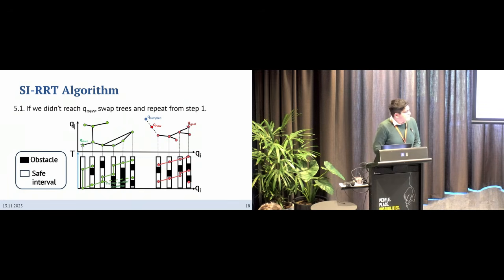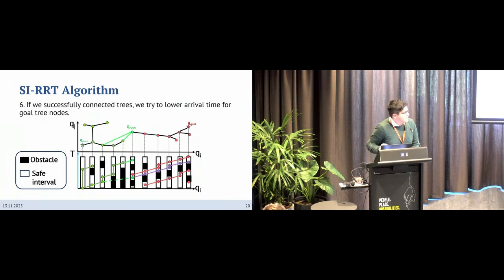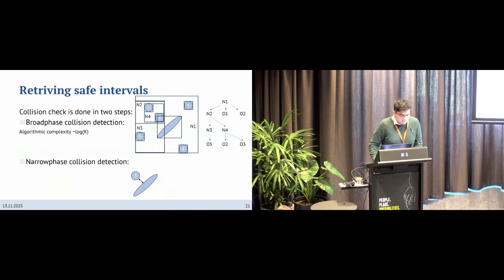If we didn't reach the new node, we just go to step 1, swap trees, and do everything for the goal tree. And we consider the trees connected if they have the same nodes with the same configuration, the same safe interval, and the goal tree arrival time is higher than the start tree arrival time. Because in the goal tree we reach the next node as late as possible, now we need to trim those wait actions in order to get the best arrival time.